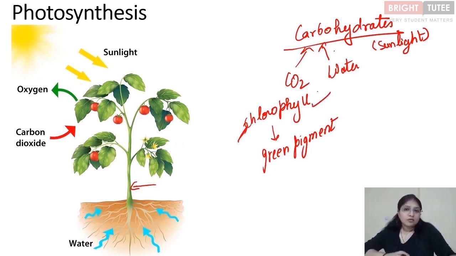In cactus also, to avoid transpiration, the leaves have been modified into spines. But the stem is green in color, which performs the photosynthesis, right? So in this way we see that wherever chlorophyll is there, wherever this pigment is present, the process of photosynthesis will occur.